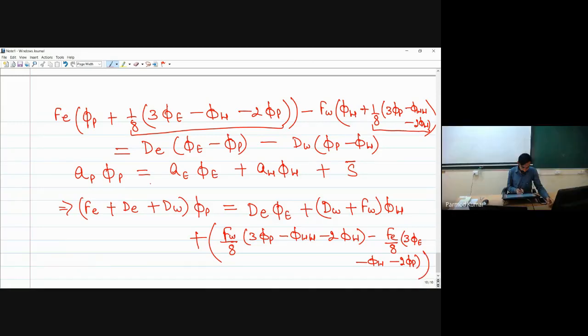Yes, sir. So if you see, I have made the analogy as AP into phi P equal to AE into phi E plus AW into phi W plus S bar. You can see over here, this is your AP, all the coefficients are positive. This is your AE, this is also positive, and AW is also positive. So now you can see we have rearranged our scheme in such a fashion that all our main coefficients, which participate in the diagonal and near diagonal terms, are all positive.